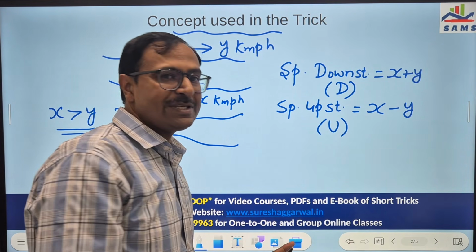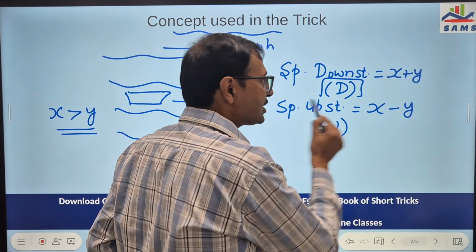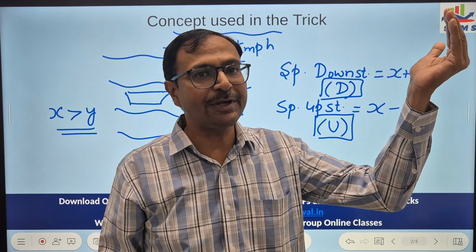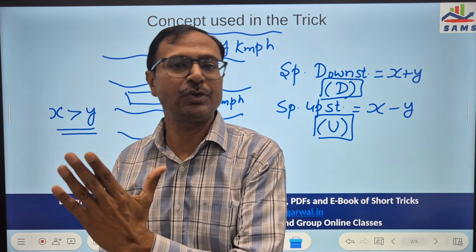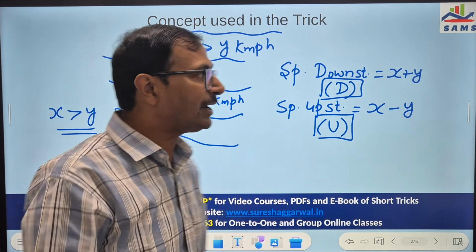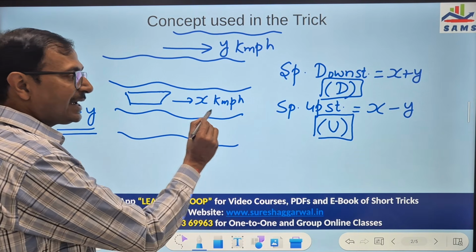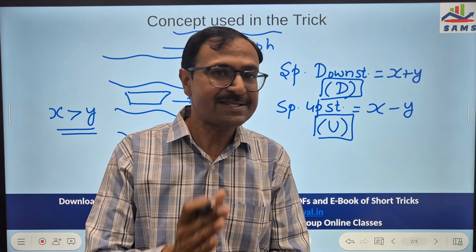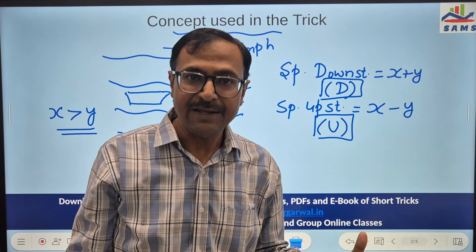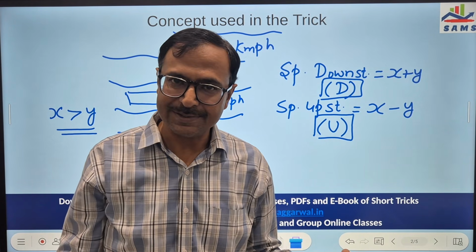Now if in the question you are given the downstream speed and the upstream speed, that means when you are moving along with the flow of the river and when you are moving opposite to the flow of the river, if those two speeds are given to you, you can find the value of x, which is the speed of boat in still water, and y, which is the speed of stream, directly without making equations.